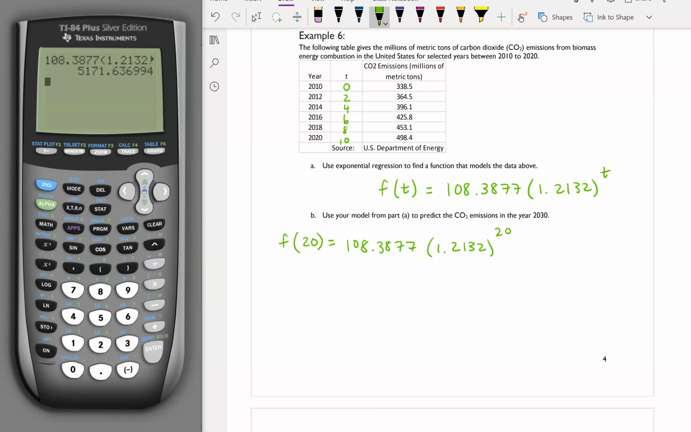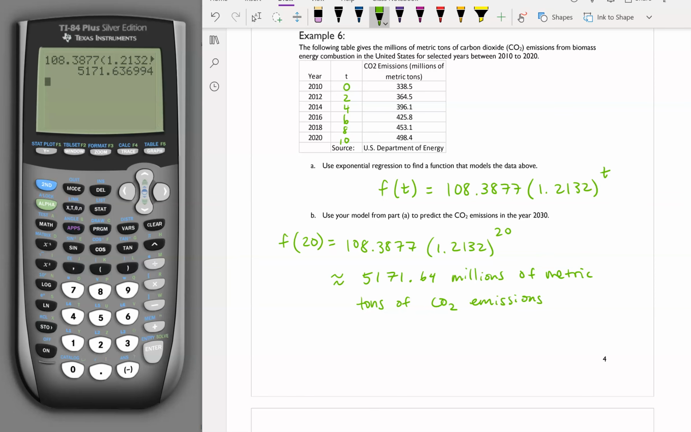Okay, so this is approximately 5171.64. And what does that number represent? So that is millions of metric tons of CO2 emissions. That's a lot. That's a lot of emissions.